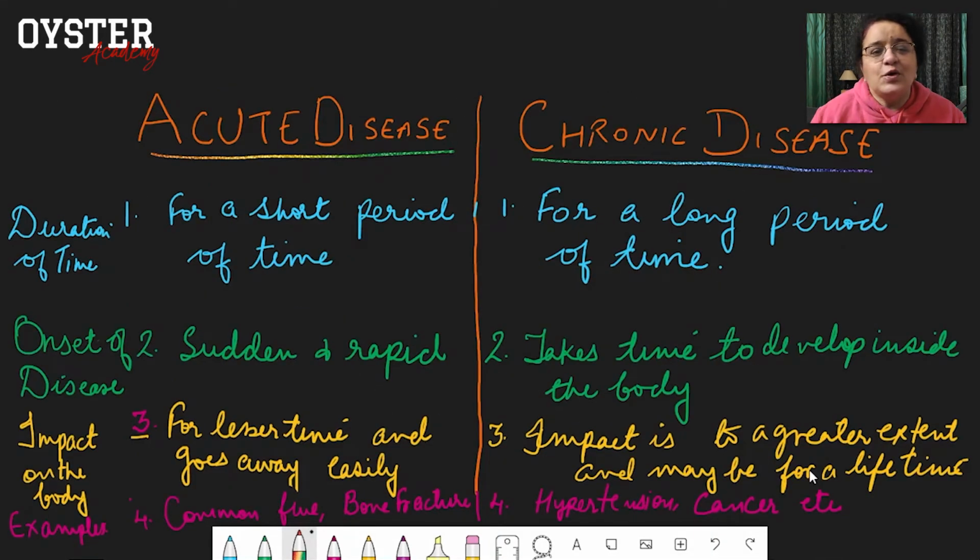Now let's have a quick recap. Acute diseases and chronic diseases. As per the duration of time, acute is for a shorter period of time, and chronic for a longer period of time. As for the onset of disease, acute disease comes suddenly or rapidly, and as far as chronic disease, it takes time to develop inside the body. And next is its impact. The impact of acute disease is for a lesser time and goes away easily. For a chronic disease, the impact is to a greater extent and maybe for a lifetime. Examples we have discussed earlier.